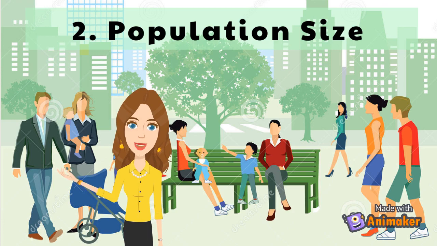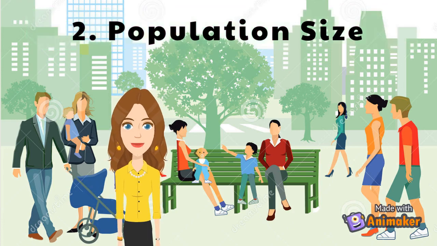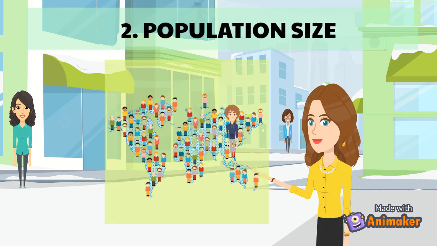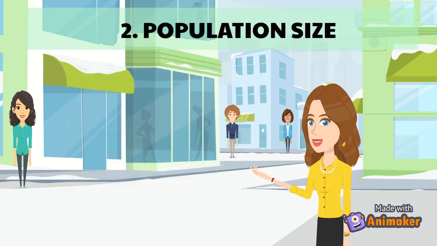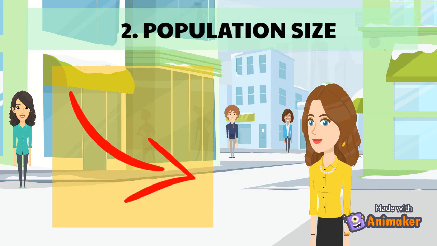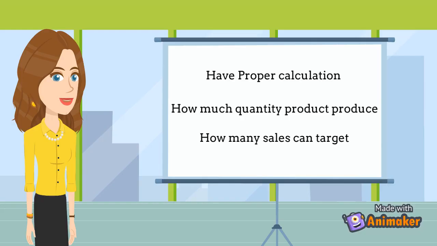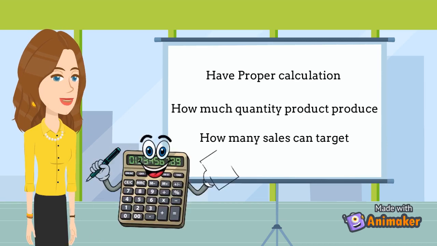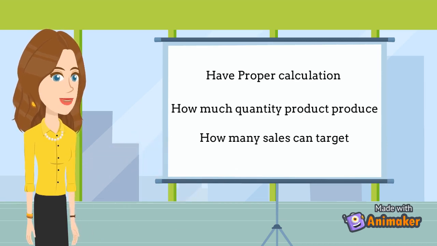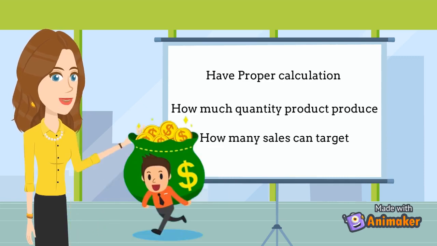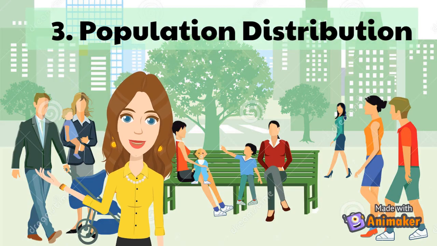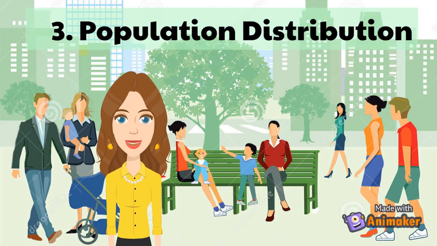Second in population is population size. In population size, marketers can't control and have no power to change the size of the population, whether higher or lower. So, the best marketers can do is to have a proper calculation of how much quantity of product they can produce per month and per year, how many sales they can target, and at the end of the year achieve profit.